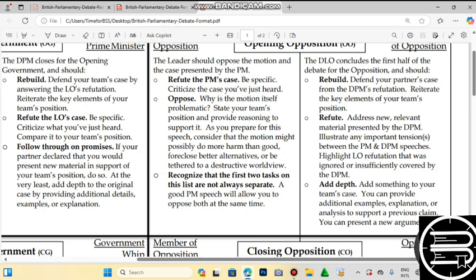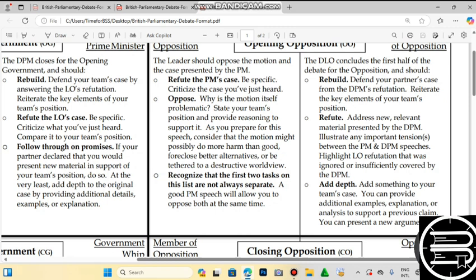So we're expecting you now to even evaluate your leader of opposition. Some of the points that he did flag out that he didn't actually explain, you explain them further, you add depth to your case, and also try to refute the Deputy Prime Minister if he didn't manage to build a stronger case. Try to go deep into what he was trying to say. Then add depth by saying this. We are trying to say add something to your team's case. You can provide additional examples, explanation, or analysis to support a previous claim. You can present a new argument. You're allowed to do that as the deputy leader of opposition.